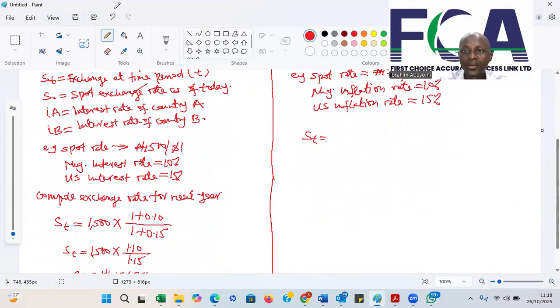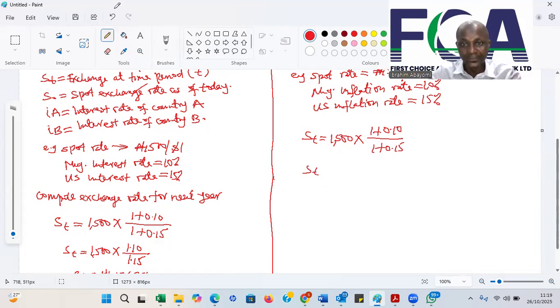ST. What is our spot rate? Our spot rate is in Naira, right? 1,500 Naira. I want to predict exchange rate for next year. So the spot rate is in Naira. Therefore, the inflation rate that should be in the numerator should be the Nigerian inflation rate because it's Nigeria that spends Naira. You understand? So I will have 1 plus 0.1 over 1 plus the other currency, which is the United States dollar, 1.15.